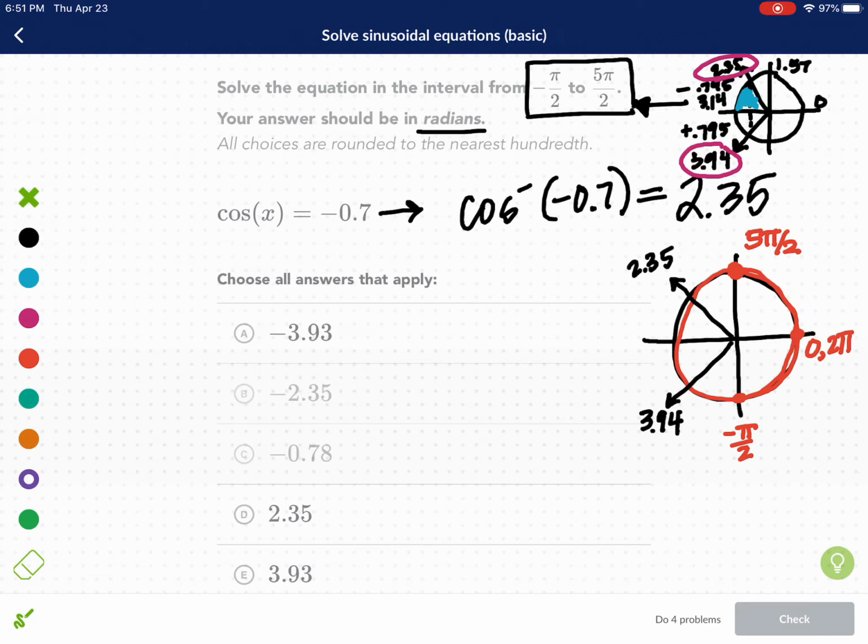Okay, I'm going to keep going. Yep, I hit that point again. So that is one of the ones we want to keep. And then I'm going to keep rotating. I still haven't hit another point, and rotate that last little quarter of a circle. Stop. So I really only hit those two cosine values twice, once at 2.35 and once at 3.94. So that should be my answer. Let's check.